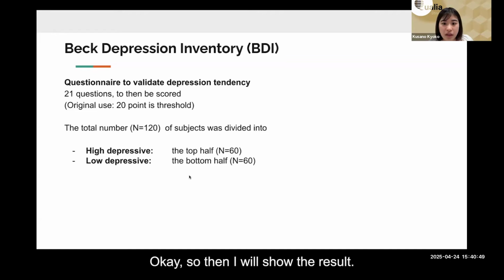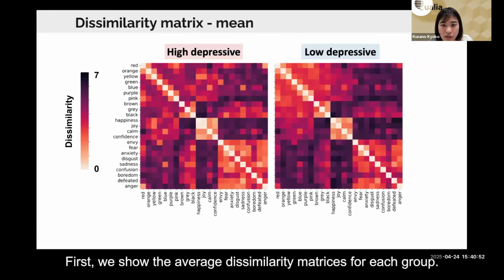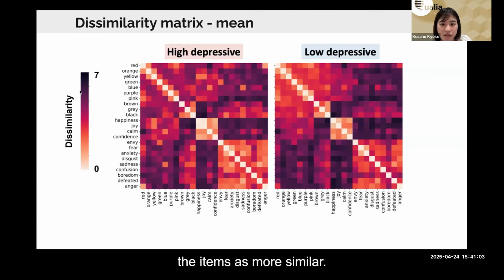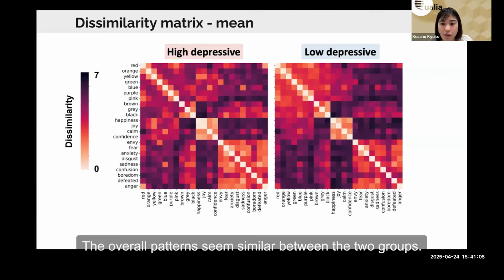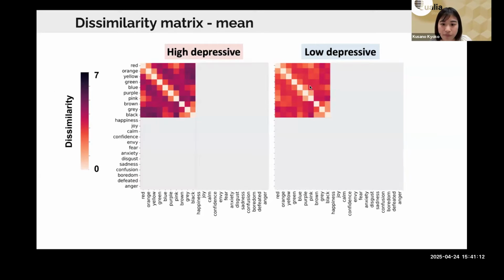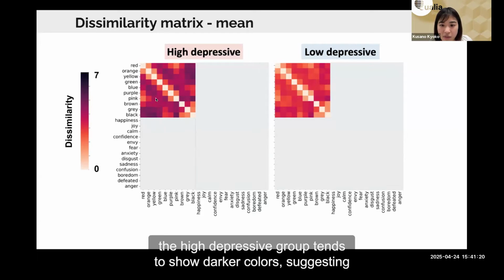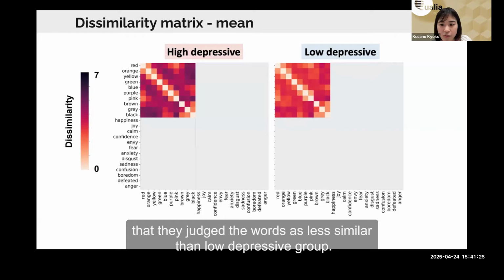Okay, so then I will show the result. First we show the average dissimilarity matrices for each group. This shows the dissimilarity. Lighter colors indicate the participant judged the items as more similar. The overall patterns look a little bit similar between these two groups. However, when we focus only on the combinations of color-related word pairs, the high depressive group tends to show darker colors, suggesting that they judged the color words as less similar than the low depressive group.